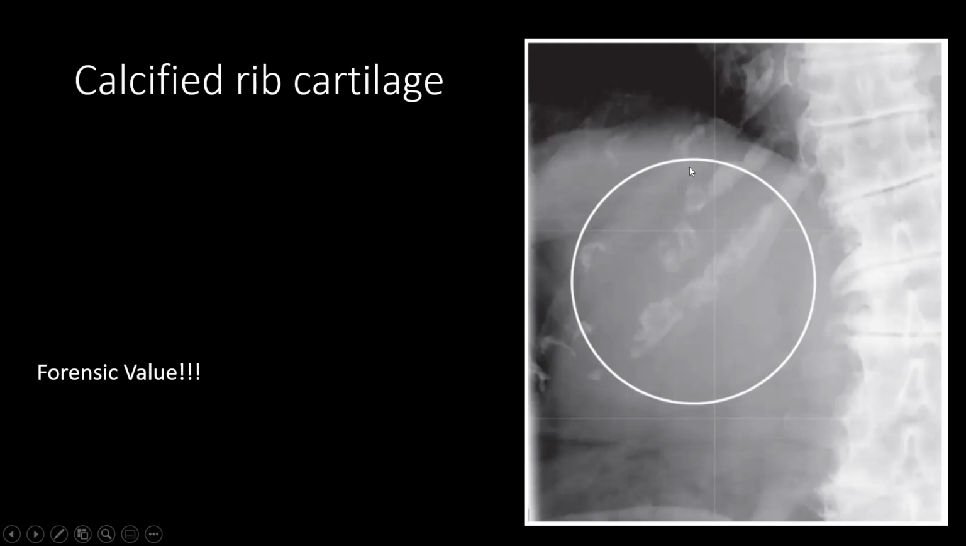If I had a calcification of this rib cartilage, I can tell whether this is a female or a male, depending on how this calcification appears. So this is very interesting.